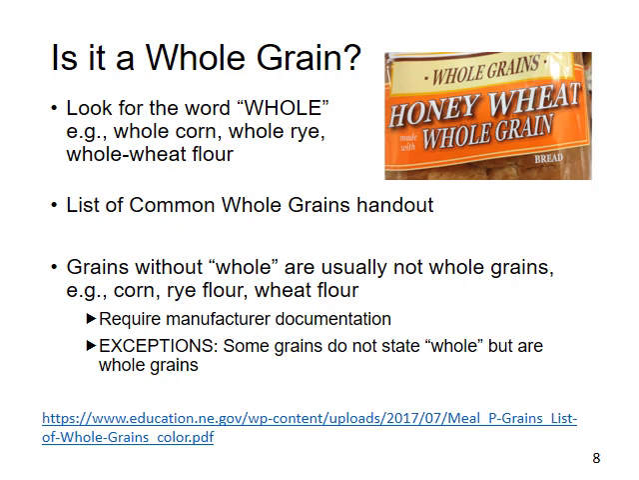If you don't see the word whole, you will need additional documentation from the manufacturer to determine if these grains are whole. We will discuss this documentation later. There are exceptions. Some grains do not state whole but are whole grains. We will see examples of these on the next slide.